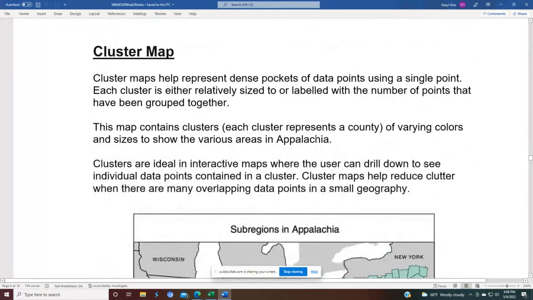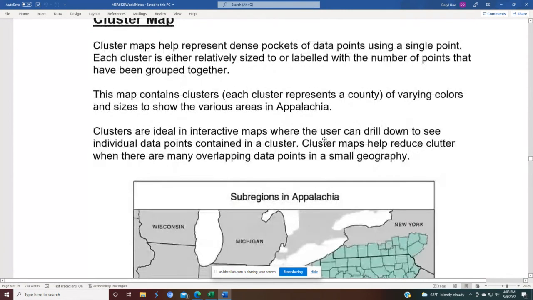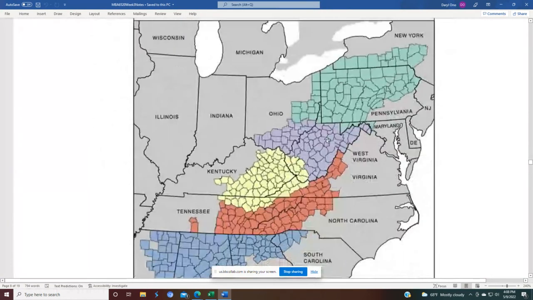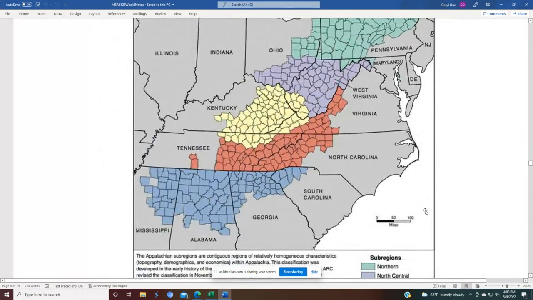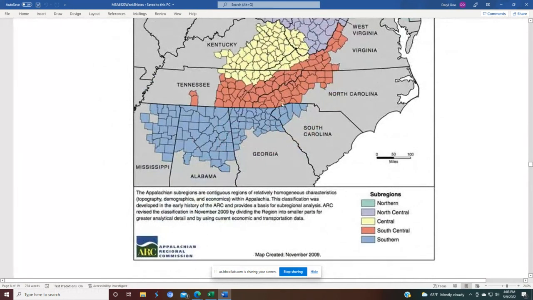Okay. Cluster maps help represent dense pockets of data points using a single point. Each cluster is either then relatively sized, so it's going to be bigger or smaller, and labeled with the number of points that have been grouped together. So right here, we have a cluster map of Appalachia. Okay, and so northern, southern, what these regions represent, these are clusters within the Appalachian area, the Appalachian Mountains.